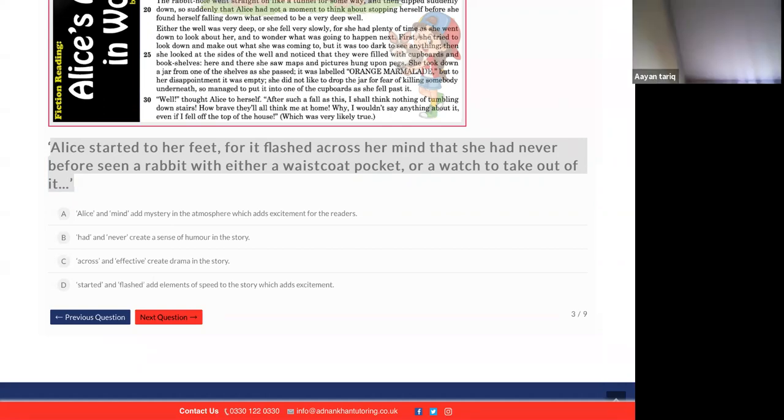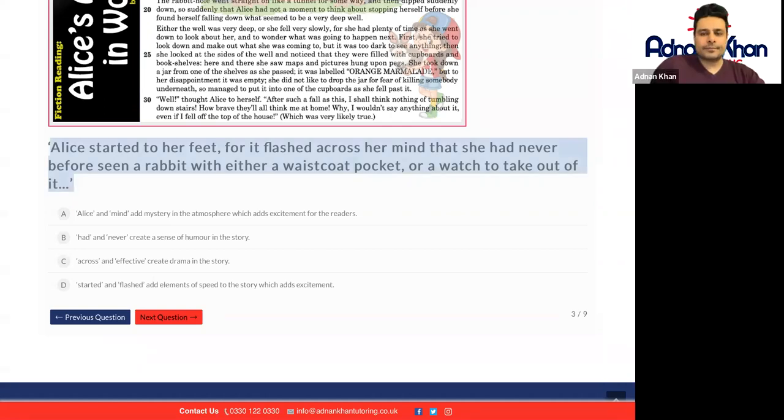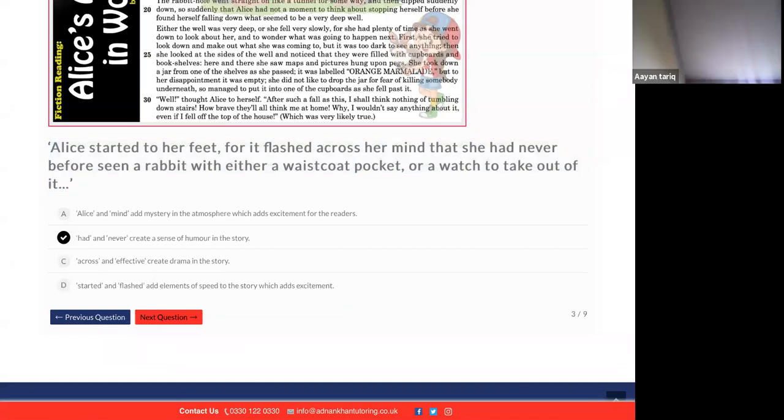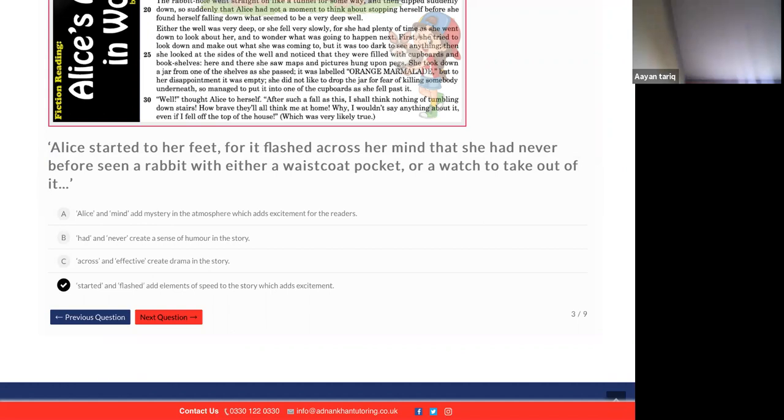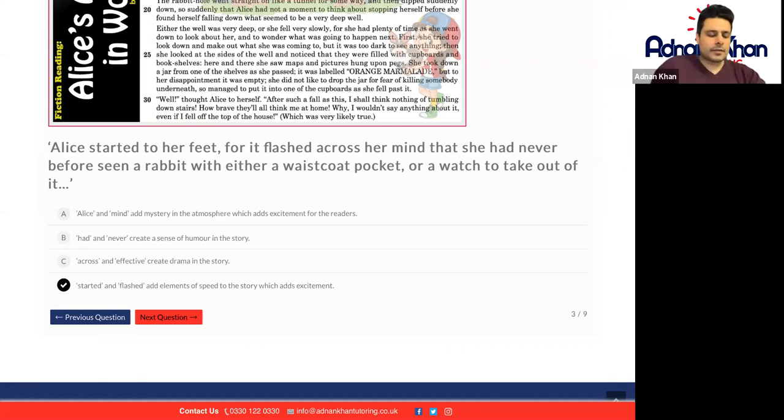No? Let's try one more time. What do you think this one is? I thought it was D, but I don't think that's right now. Okay, but why? What do you think? Why do you think it would be D though? Because started and flashed, like it says, add elements to speed the story, which adds excitement. So the reader would think something's going to happen next. That's exciting. I think you're right.